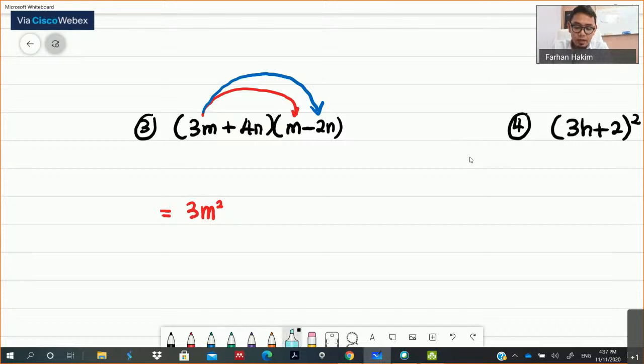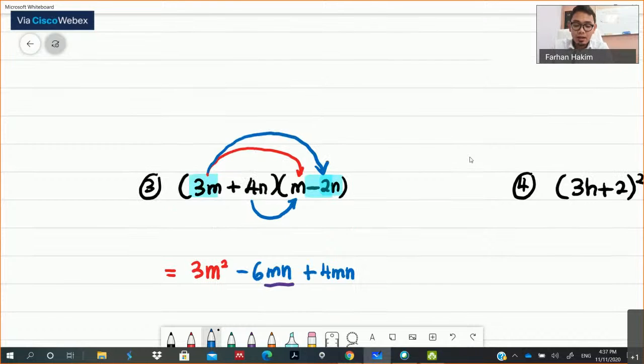So that's how you read the 3m with negative 2n. So 3 multiplied by negative 2 will get negative 6. m multiplied by n will get mn. Now we want to multiply the 4n with n. So it should be 4nm. But since we already chose mn here, that nm should be mn. So it should be written as plus 4mn.